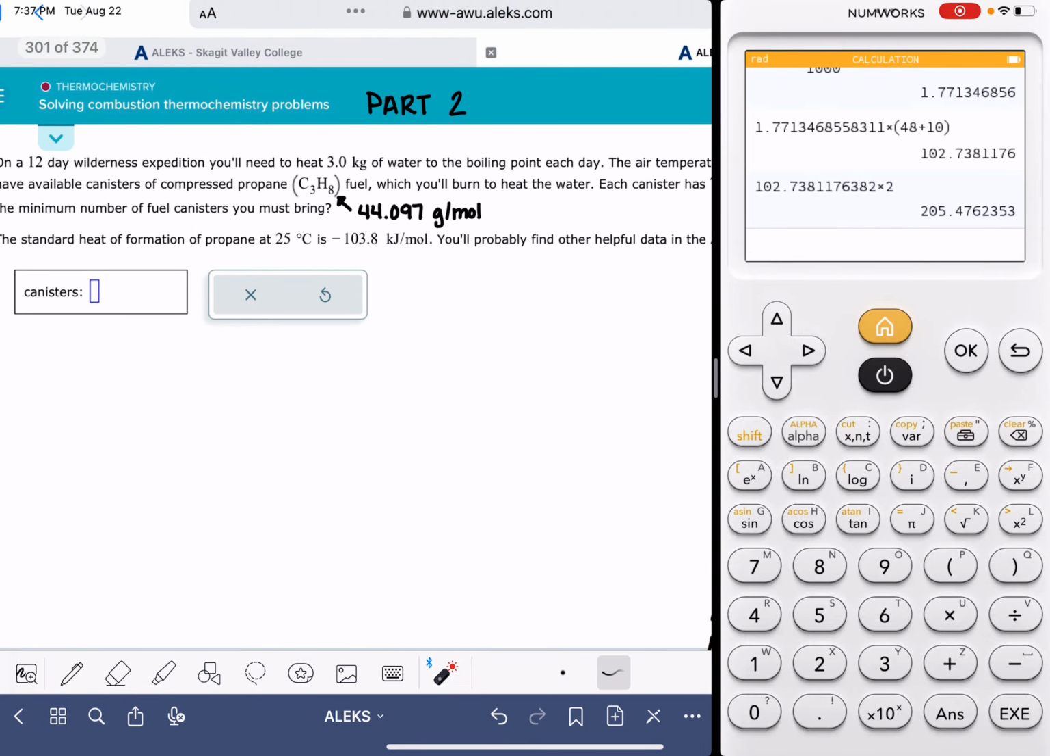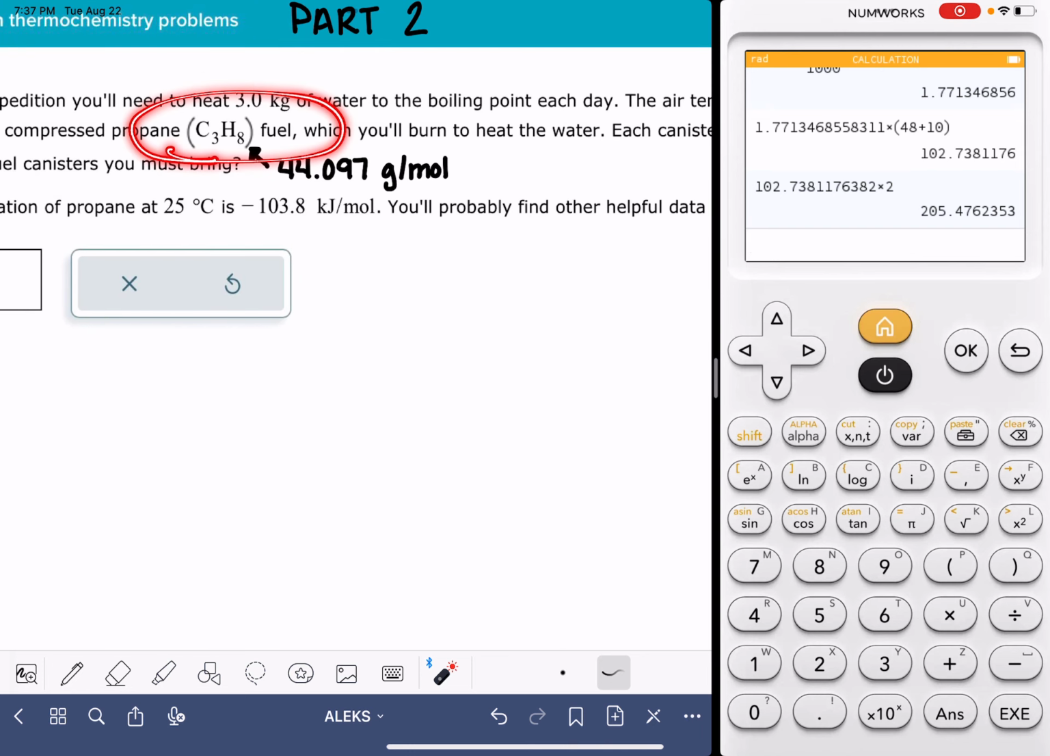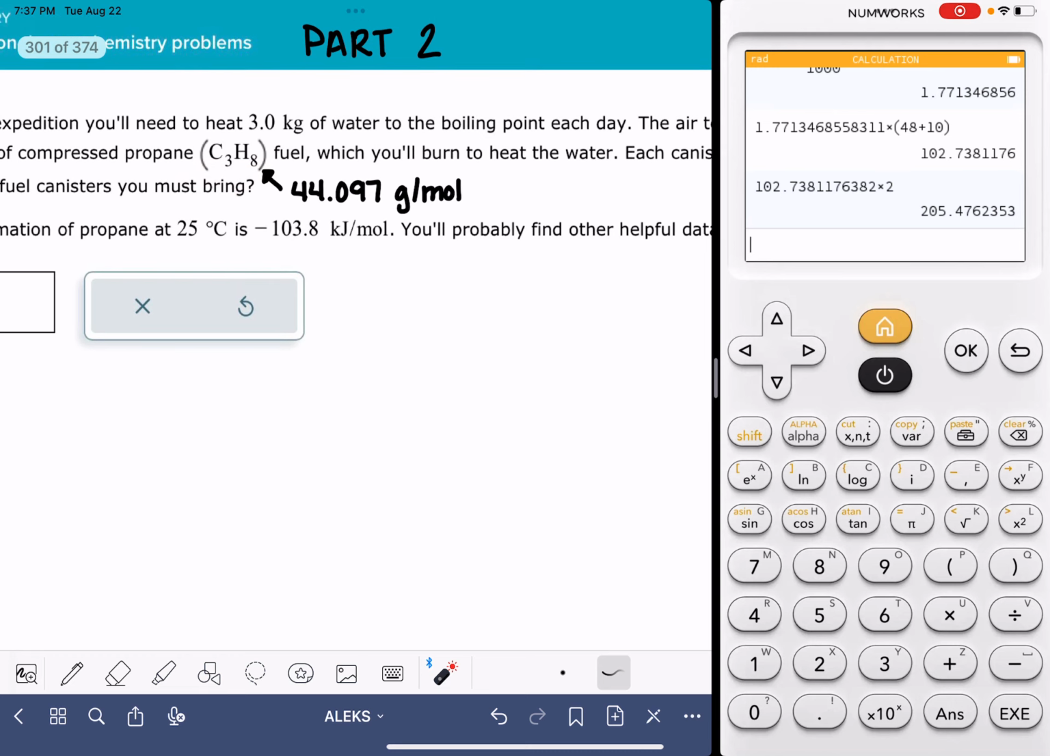So in this version of the problem, you are being given a particular type of fuel. For my problem, I've been given C3H8, but this is not the same molecule that is used in all of the examples of this problem. For example, you might have C4H10.